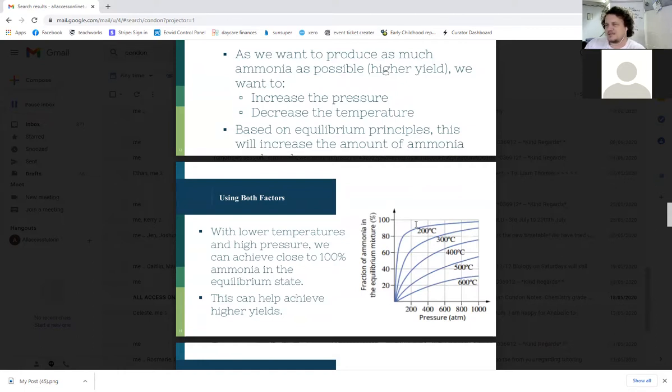But 1,000 atmospheres of pressure is very, very expensive. I think it's something like $1,000 a day for every atmosphere of pressure that you're using. It's obscenely expensive.